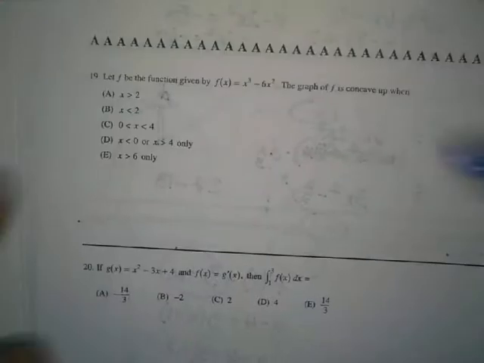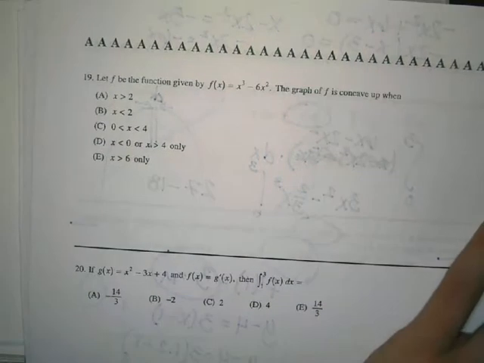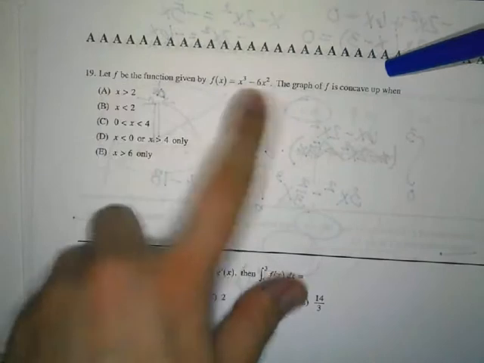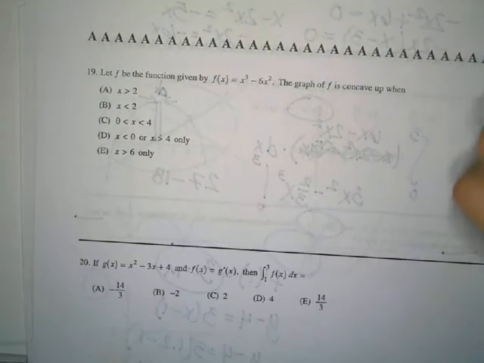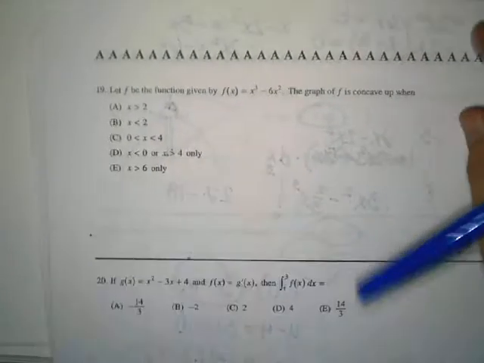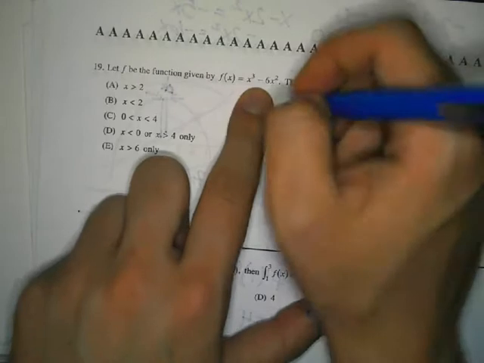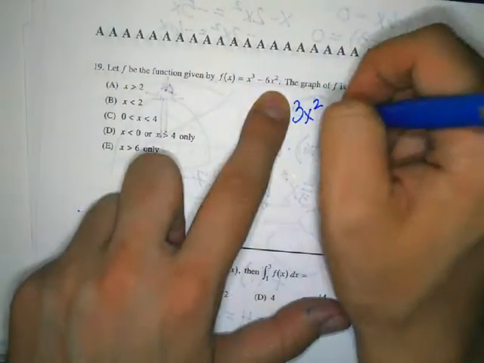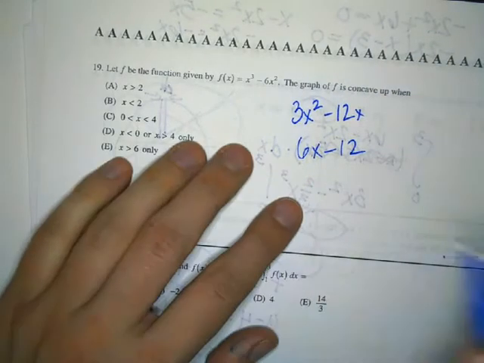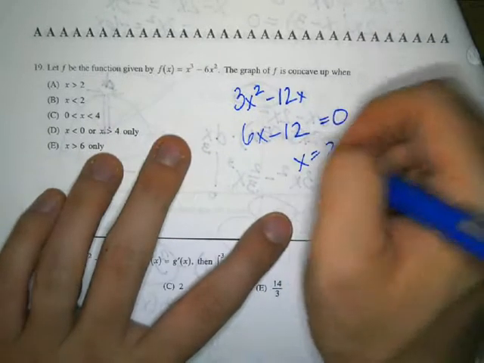And we'll go to 20, I guess. For number 19, find where the graph is concave up. So let f be that function. The graph is concave up when... So we have to use what derivative here to find concavity? Second derivative. So first derivative would be 3x squared minus 12x. Second derivative would be 6x minus 12. I have to set that equal to 0 to find the critical value for my sign chart. So x would be 2.